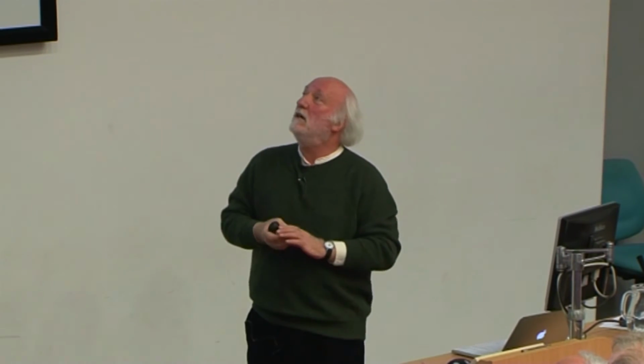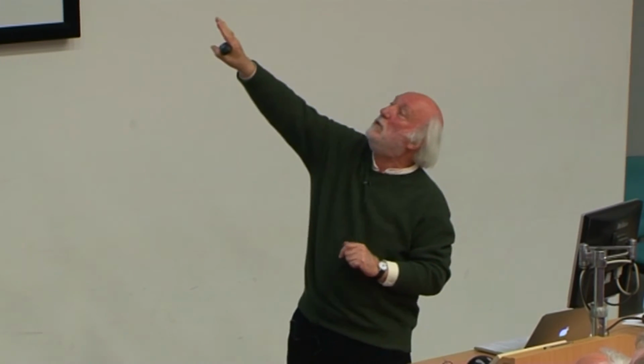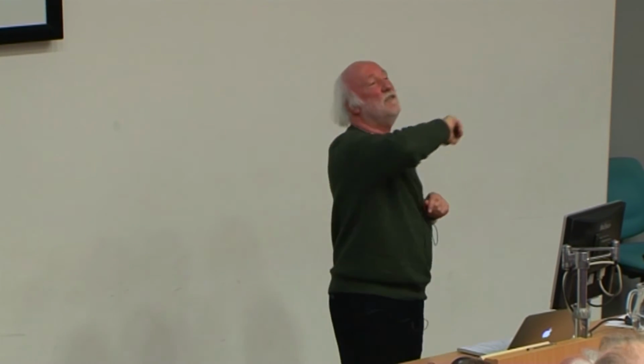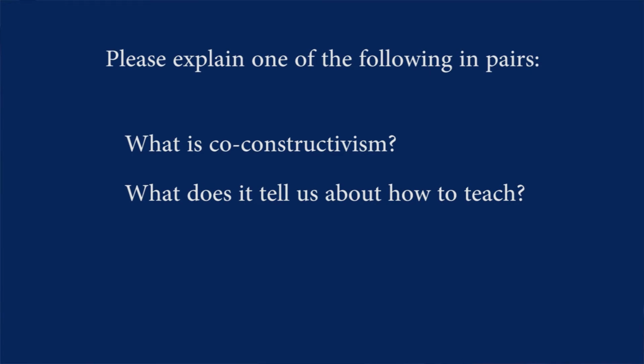Okay, I asked you at the beginning to be ready to explain one of these two things. So I'd like you to get into pairs. Could be threes, if you've got odd numbers. If so, the two of the three can do the second one, because that's harder, I think, probably. If you're on that side of the lecture theatre, can you take what is co-constructivism? And if you're on that side, can you take what does it tell us about how to teach? I'm going to give you one minute to prepare what you're going to say.